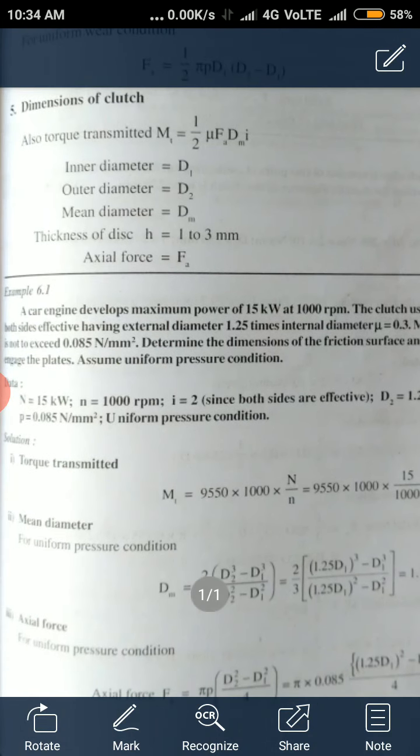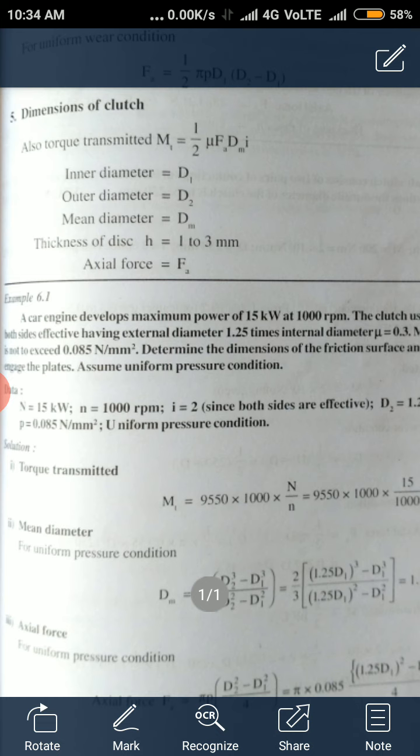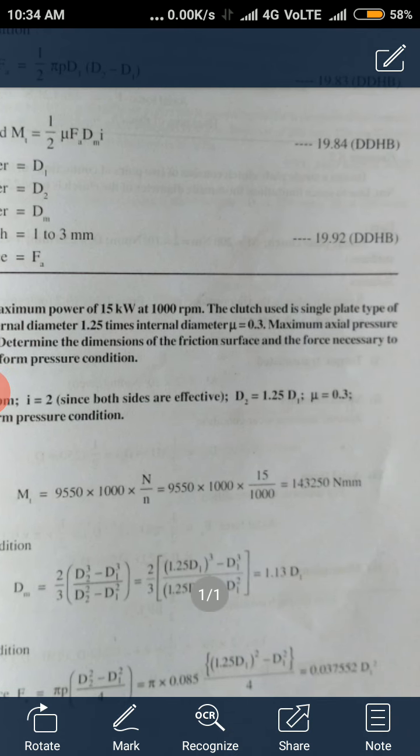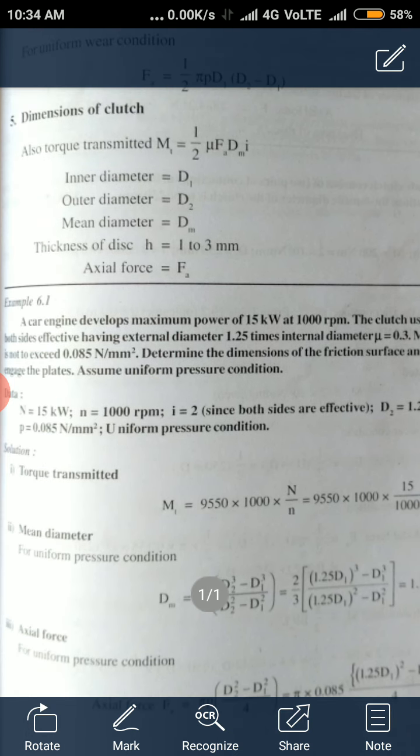The maximum axial pressure is not to exceed 0.085 Newton per mm square. That is the p value; he has given a p value. Determine the dimensions of the friction surface and the force necessary to engage the plates. Assume uniform pressure distribution. So he has given the condition here: assume uniform pressure condition. That means we have to use only those equations related to uniform pressure. He is asking to determine D1, D2, Dm, and all the parameters, Fa.